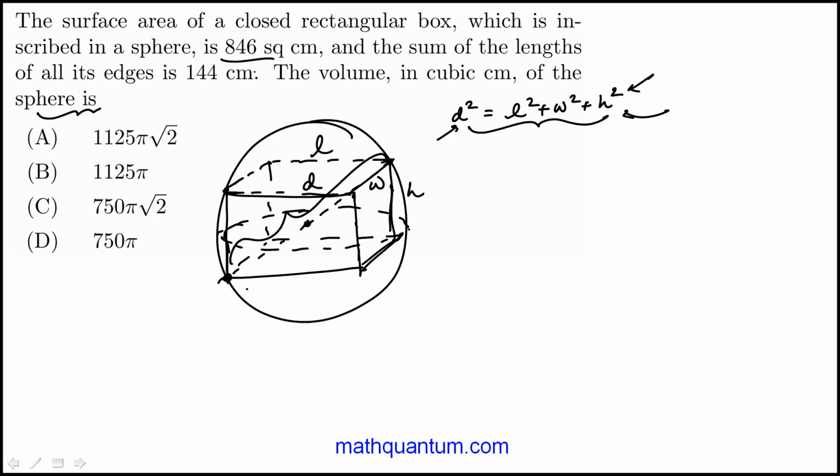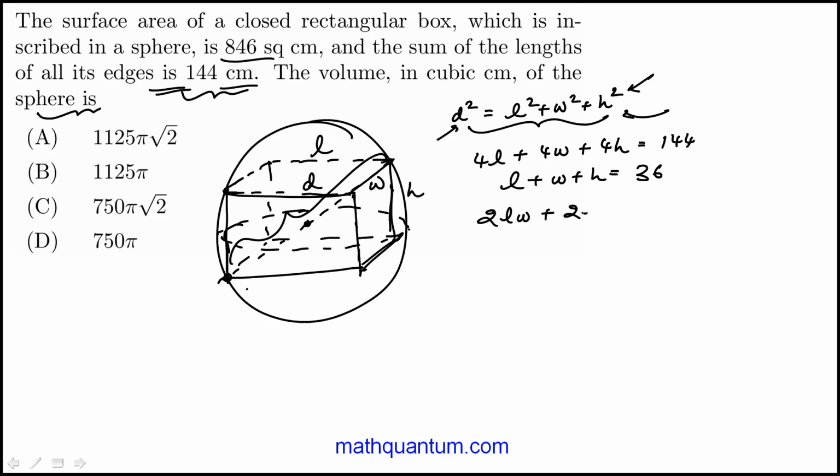And then we're given these 2 other conditions. I'll start with this: the sum of the lengths of all of its edges. So there are 12 edges here. 4 are lengths, 4 widths, and 4 heights, and we're told that adds up to 144. So if I divide both sides by 4 and simplify, we get L plus W plus H equal to 36. Now the other condition is the surface area, and again, most of you are probably familiar with that expression. The outside surface area of a rectangular box is this, and that's given to us as 846. So these are 2 relationships.